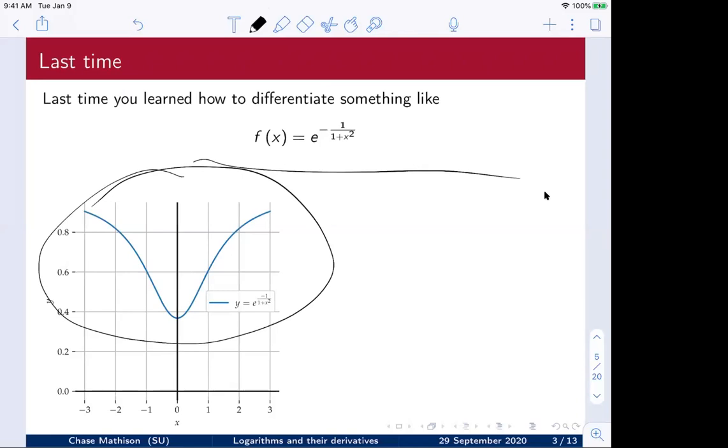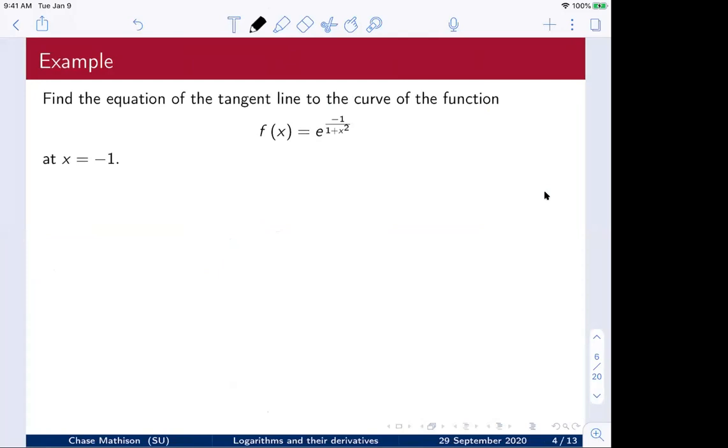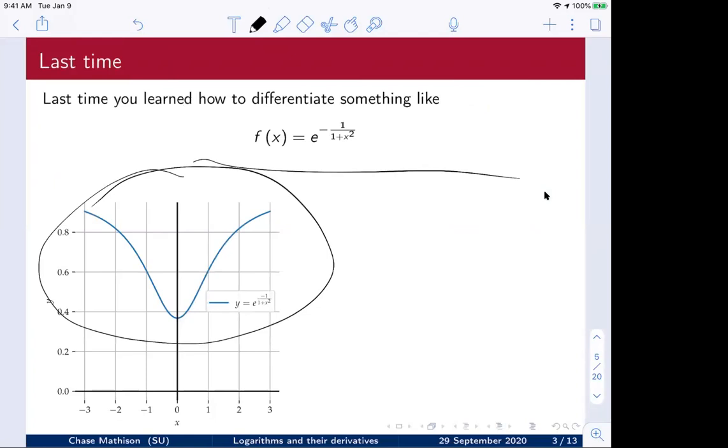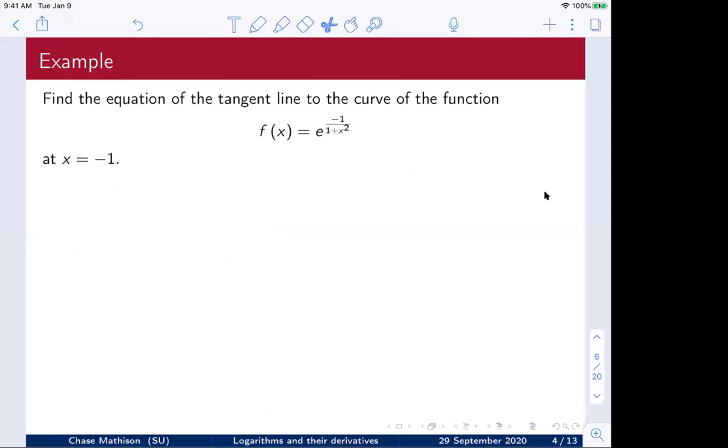Okay, so let's actually differentiate this function. Let's find the equation of the tangent line to the curve of the function e to the negative 1 over 1 plus x squared at x equals negative 1. So coming back here, that means I'm finding this tangent line. I'll extend it a little bit. Beautiful. That looks great. Good job, Chase. What a fantastic tangent line. Okay, so we're finding that tangent line.